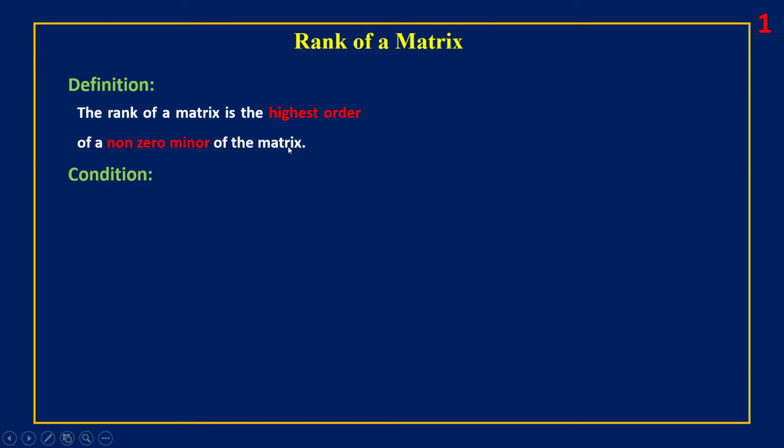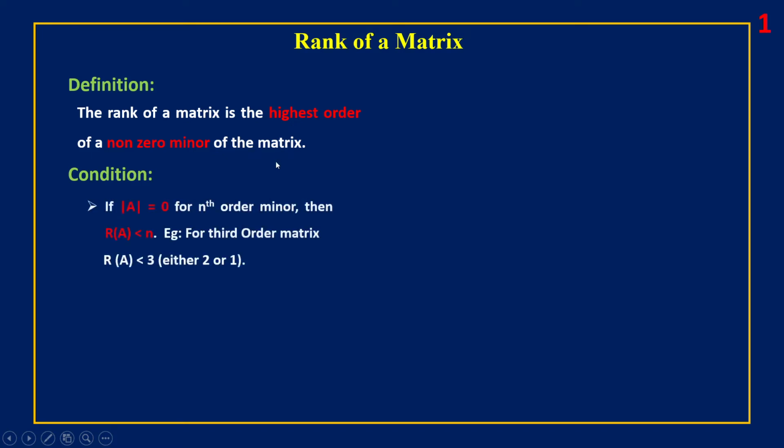So, I will define the condition to find the rank of a matrix. If the given matrix is A, we need to find the determinant of A. If it is equal to 0 for the nth order minor, then we can conclude that the rank of A will be less than n only. For example, if it is a 3 cross 3 matrix, we need to find the third order minor, that is nothing but the determinant value. If the determinant equals 0, we can conclude the rank of A will be less than 3. Either it may be 2 or it may be 1.